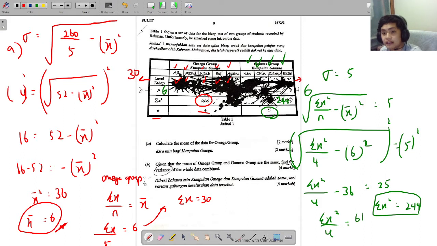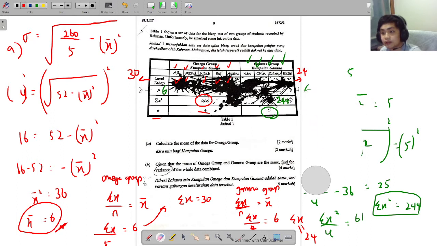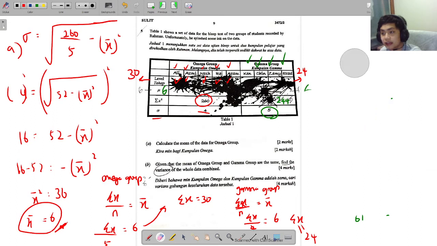And for the gamma group, the formula is summation x over n equals mean. Summation of x is unknown. N is 4 and the mean is still 6. So the summation of x equals 24. So here is going to be 24. Since we know this already, I'm just going to get rid of this, so I can count the total mean.